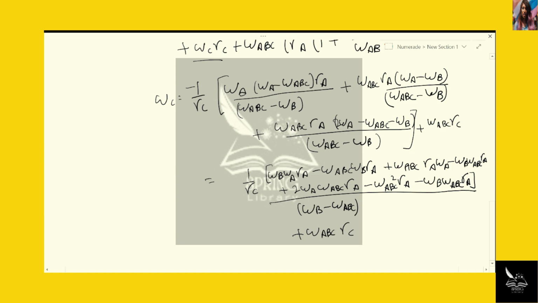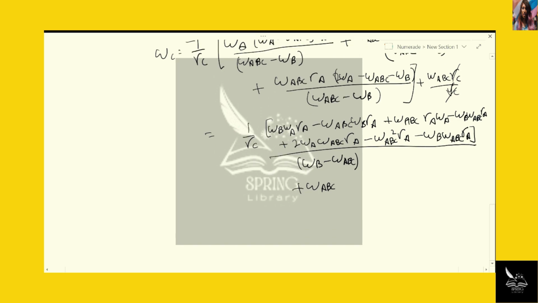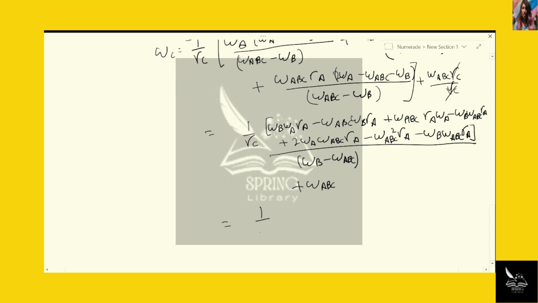Actually, sorry, 1 over RC was there, so 1 over RC will come here. That's why checking dimensions is good. So RC has to cancel, so this will be plus omega ABC. Everything should have units of omega. Okay, finally 1 over RC. Then let's see what terms have cancelled.